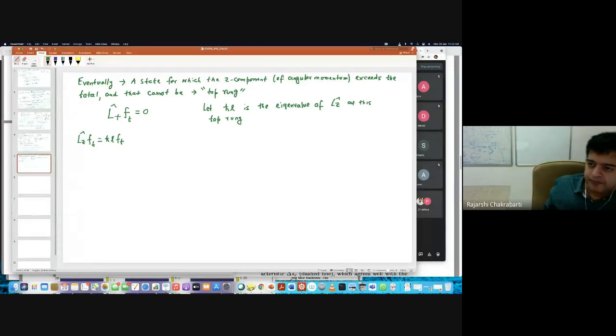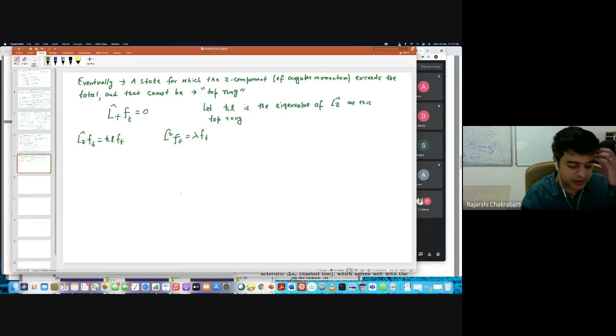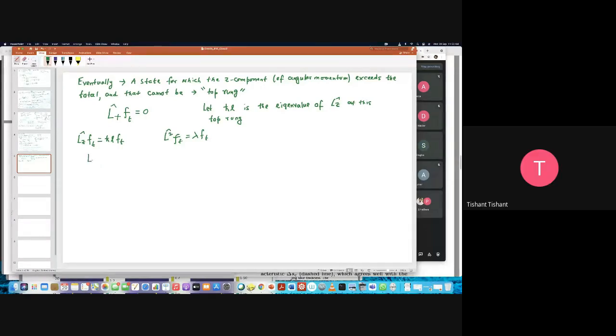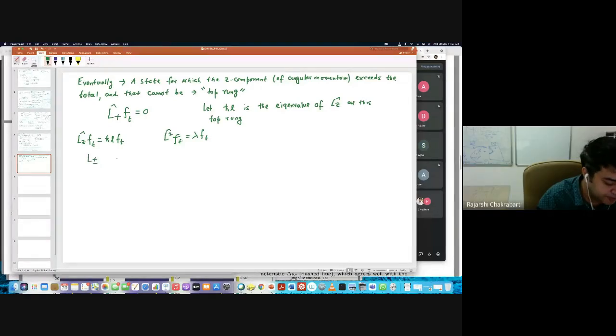Okay, so I am operating this operator on this, and I am getting some eigenvalue ħ times ft back. But remember, if I operate L square on ft, what I am going to get? Something like lambda times ft. Okay, so let us do it. Do a little bit of algebra. We are almost done. In 10 minutes, we'll be done. Don't worry. Yes, tell me.